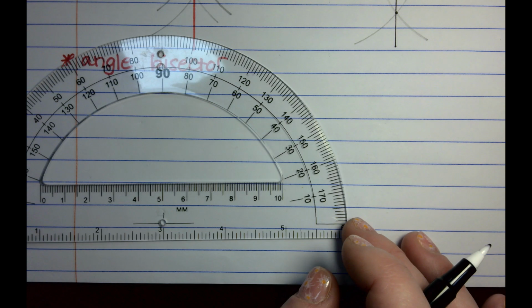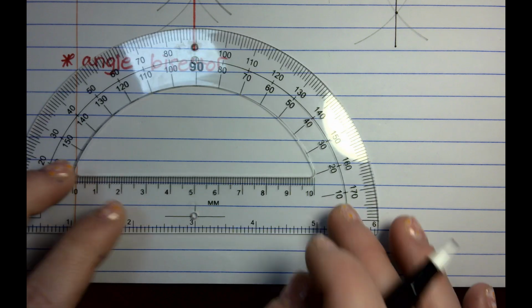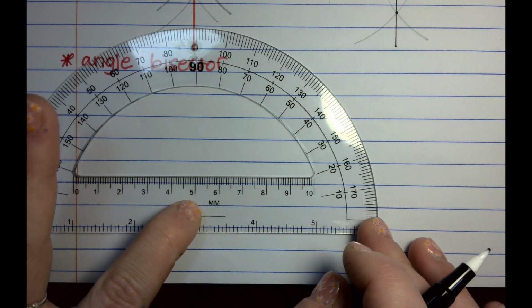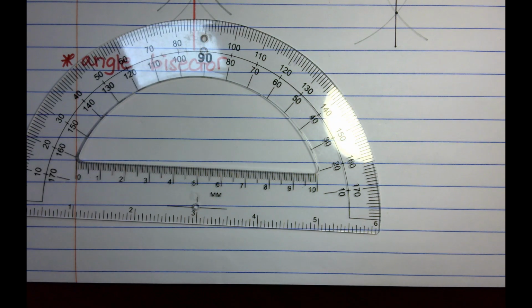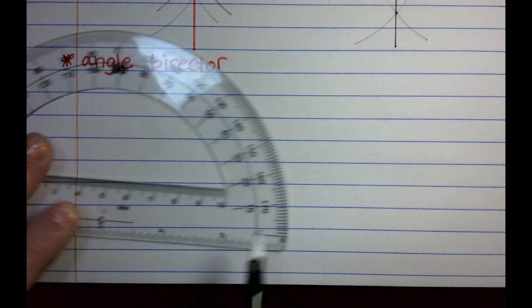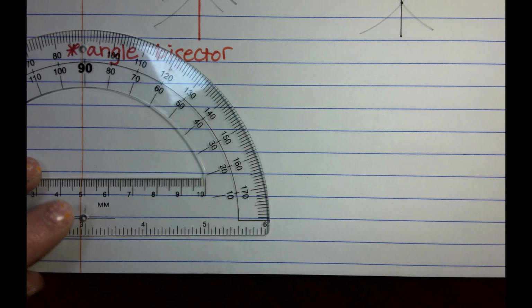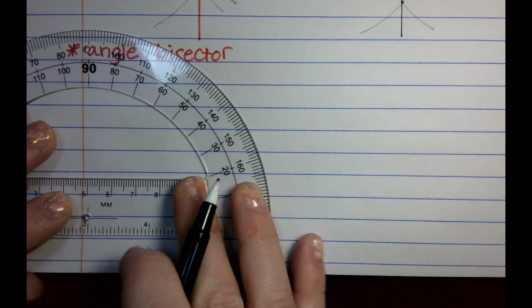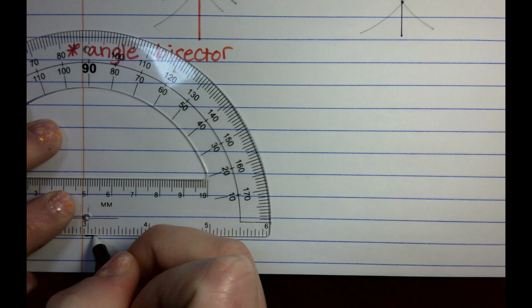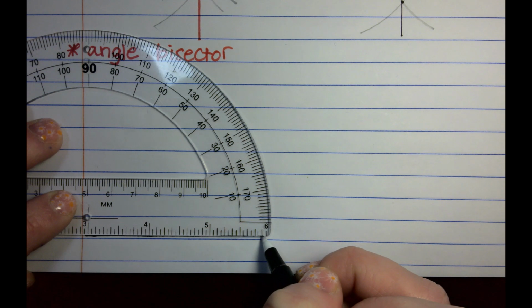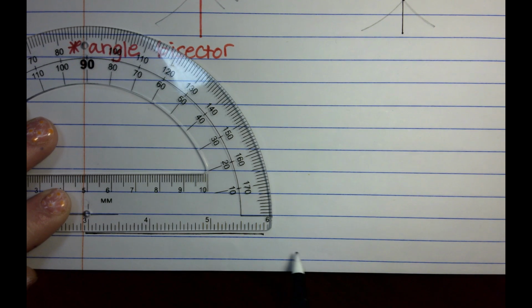So let's do a 60-degree angle. Whenever we draw an angle and we want it to be a certain amount of degrees, we're going to start by drawing just a straight line at the bottom of our page. Doesn't matter exactly where it starts. I'm just going to put it about this long, about 3 inches.